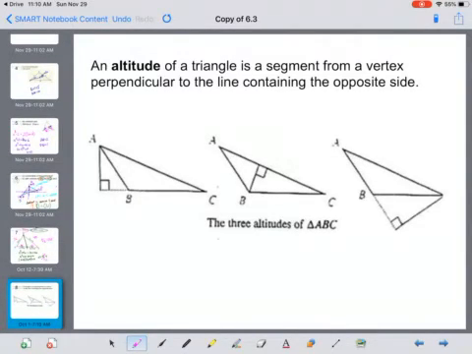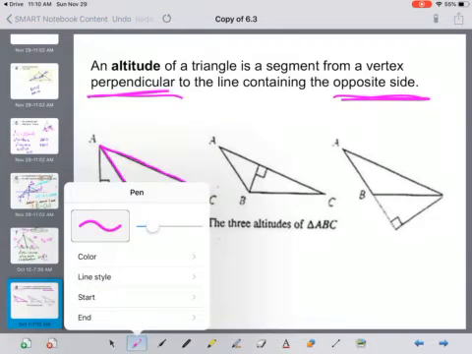The next one for today is the altitude of a triangle. It is the segment that goes from the vertex and is perpendicular to the opposite side, which means it's going to create right angles. There are, again, 3 altitudes. The one thing that you need to keep in mind for altitudes is the fact that the altitudes can be outside the triangle.